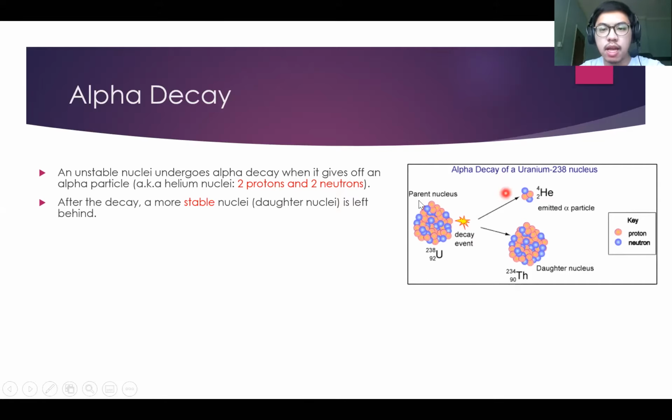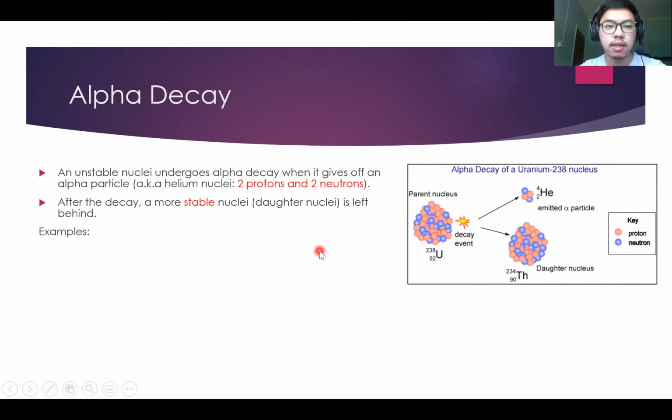In this diagram, in the beginning you have uranium-238. The uranium-238 is unstable, so it gives out an alpha particle, or a helium nucleus. That's what we call an alpha particle. Afterwards, what's left becomes thorium, Th, which stands for thorium.